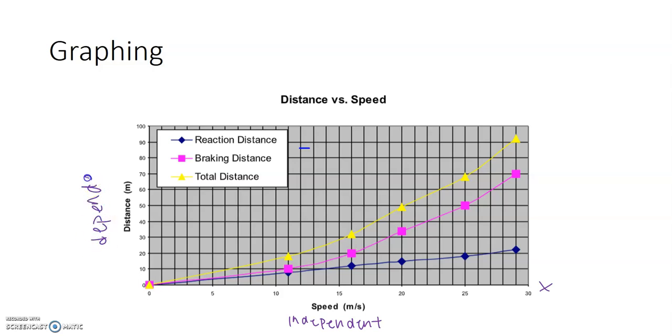And then dependent, right? The stopping distance depends on the speed. That's your dependent variable on the vertical axis or the y-axis. Look carefully at the name of this graph, we have distance versus speed. That's our dependent variable.